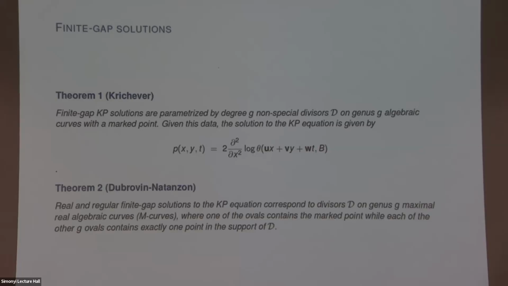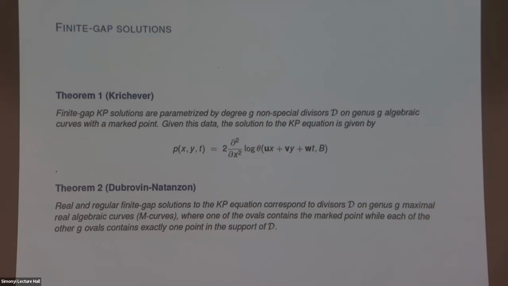Okay, and then again, we might be interested in which of these are physically relevant. So these would be the real and regular finite gap solutions. And so de Brouwn and Natanzon showed that real and regular finite gap solutions correspond to divisors on, now they're not just genus G curves, they're genus G M-curves, where M-curve means maximal curve. This is a curve that achieves the Harnack bound on the maximal number of real components, which is genus plus 1. And then we have a degree G divisor, so 1 point.